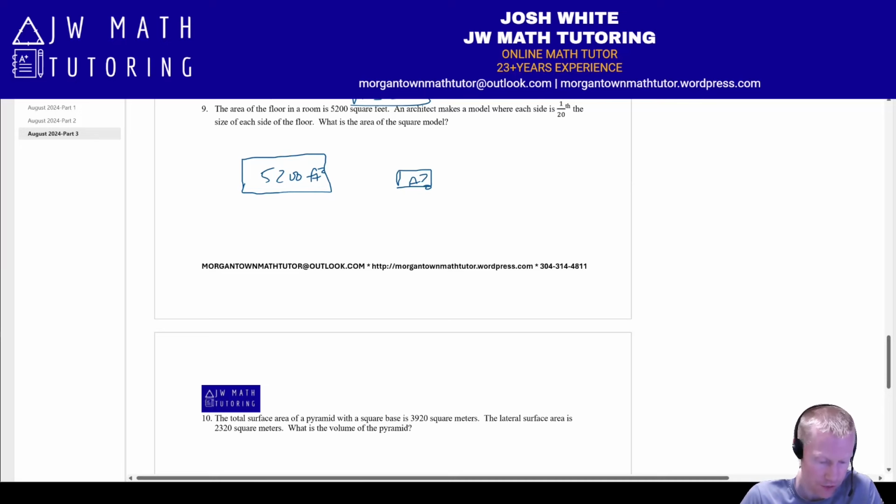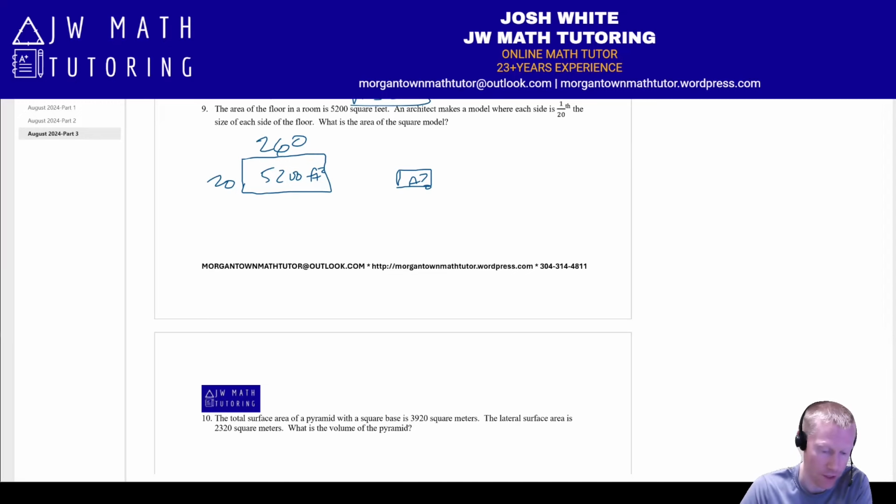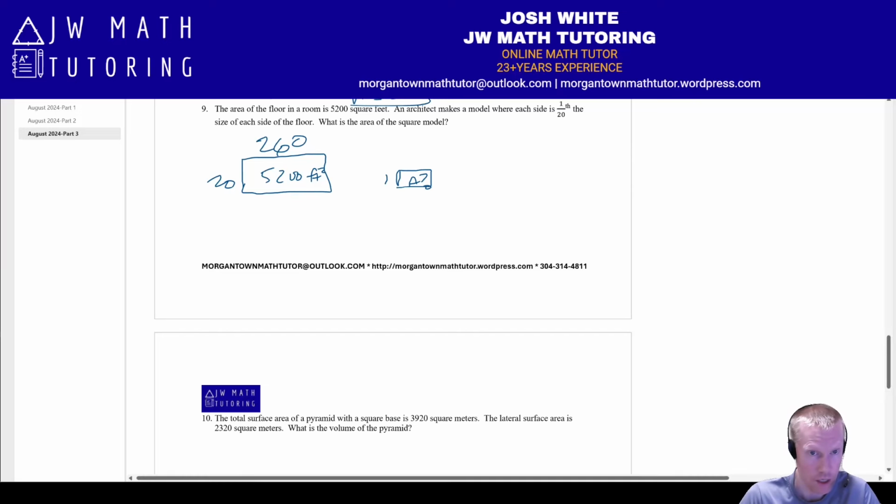So there are two different ways you could do this. First, you could just pick some numbers for the original floor size, like some easy numbers to work with. Like I chose 20 and then 260. The reason I did that is because when I multiply by 1/20th, I know that 20 times 1/20th is going to be a nice easy whole number to work with, a nice integer. So if the floor was 20 by 260, well then the model would be 1/20th. So 20 times 1/20th is just 1. 260 times 1/20th is 13. So what's the area of the model?